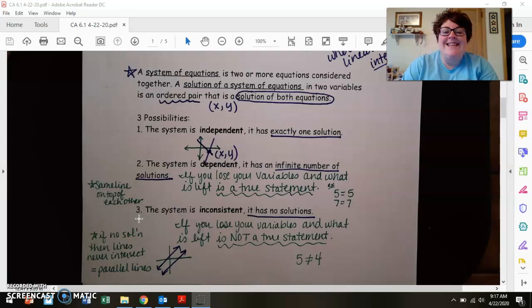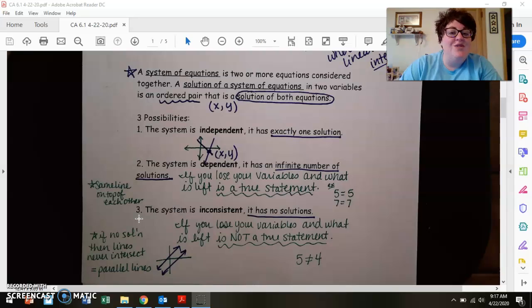The last one is an inconsistent system. This has no solutions. If we think about it graphically, if it has no solutions, that means the 2 lines never intersect. Well, what lines do we know never intersect? Those are parallel lines. So that means that these 2 equations have the same slope and they'll never intersect. How you know you have no solution is if you lose your variables and what is left is not a true statement.